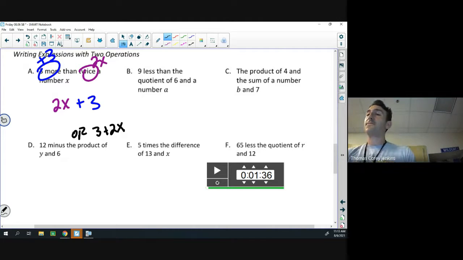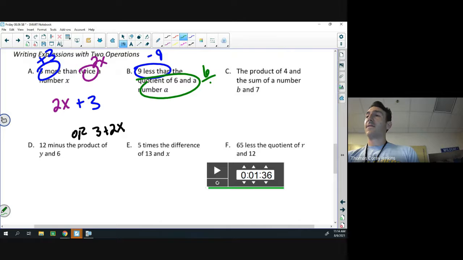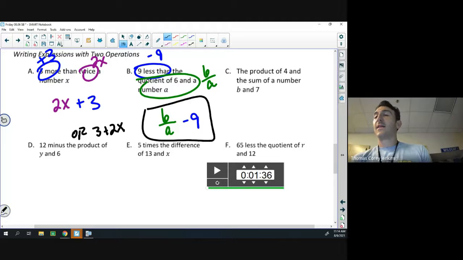Example B, 9 less than, so that means take away 9, from the quotient of 6 and A. So is that 6 over A or A over 6? 6 over A, very good. All right, so put it all together. We'd probably go 6 over A minus 9.